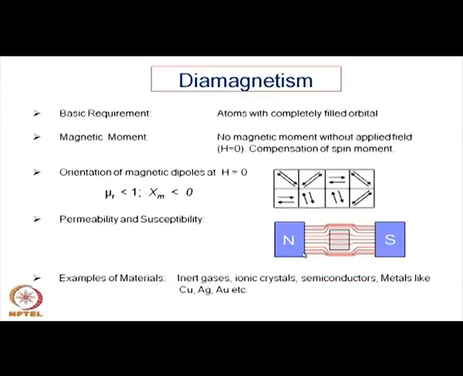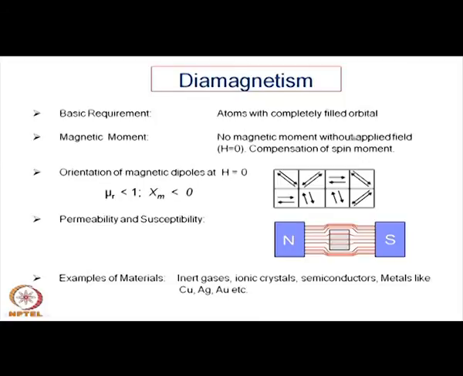Now, we look at some of the other aspects of these groups. First of all, diamagnetism. The basic requirement is atoms with completely filled orbitals. The elements which have completely filled orbitals, like inert gases, do have this kind of diamagnetic behavior. That means their mu r is less than 1 and chi m is less than 0.